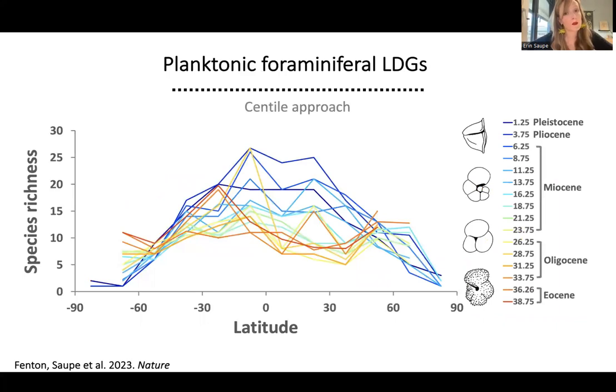All of the approaches that we use to estimate latitudinal diversity gradients revealed fairly significant changes in the spatial distribution of planktonic foraminifera over the last 40 million years. And what we found is that a modern style latitudinal diversity gradient began to emerge gradually about 34 million years ago, but that it remained fairly shallow in slope until about 15 to 10 million years ago. And you can see that here with the colors. So the colors indicate the ages, with the red being the oldest and then blue the youngest.